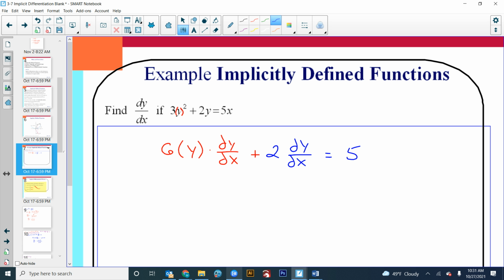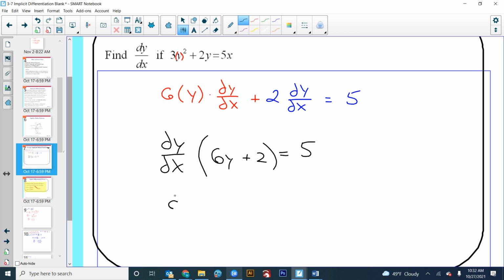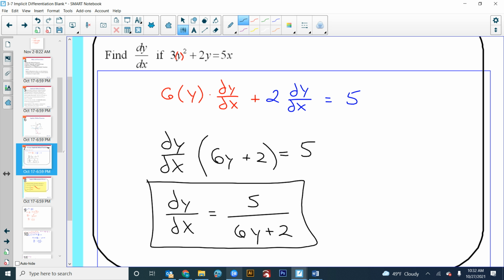Well, I want to find dy/dx. Don't I want to gather all the dy/dx terms on one side if they're not already? Yeah, if we're going to solve for dy/dx, I have multiplication, I have addition between. I can factor out a dy/dx. What's left inside is 6y plus 2. If I want to find dy/dx, my last step to get dy/dx by itself is to divide. That is my final answer. Does that make sense?